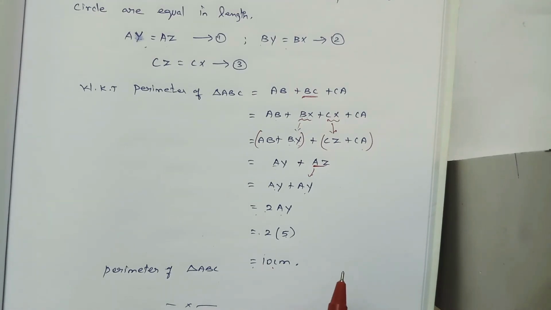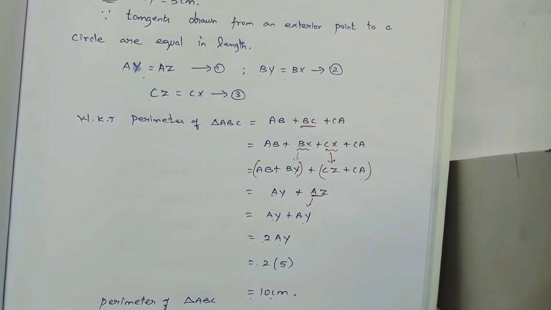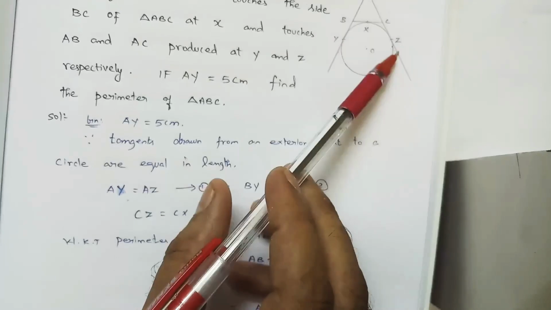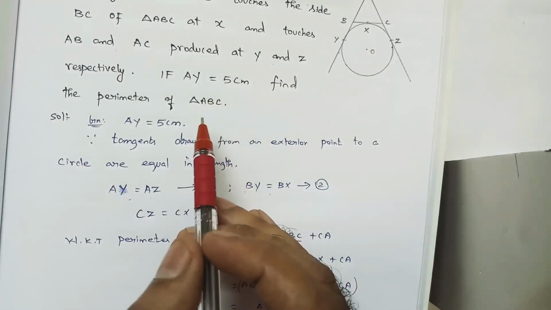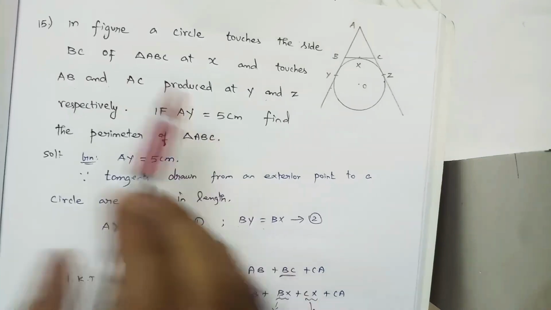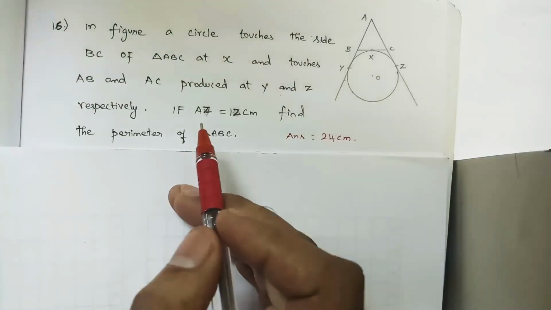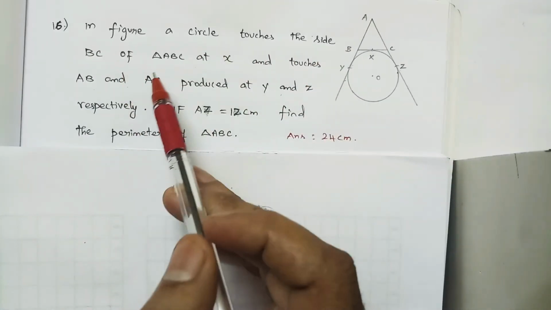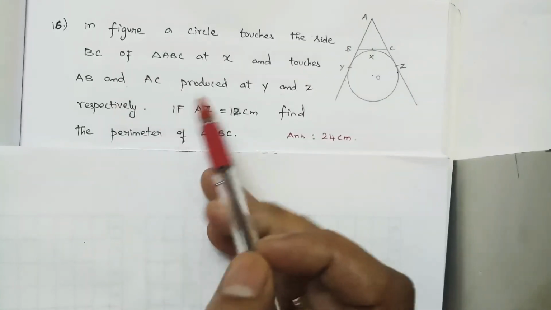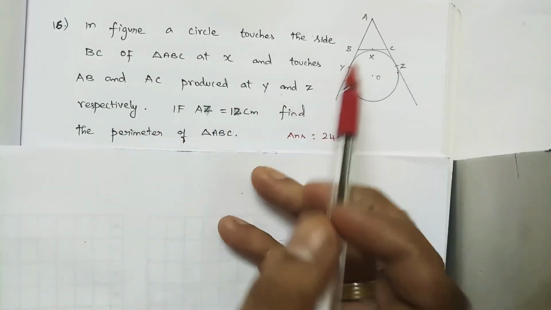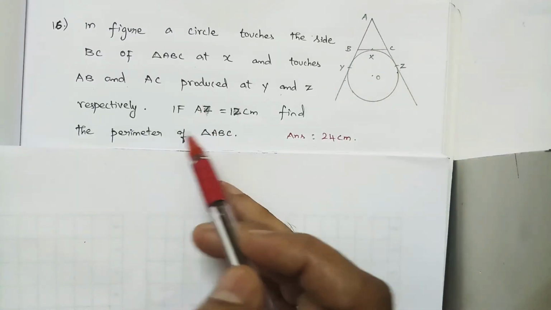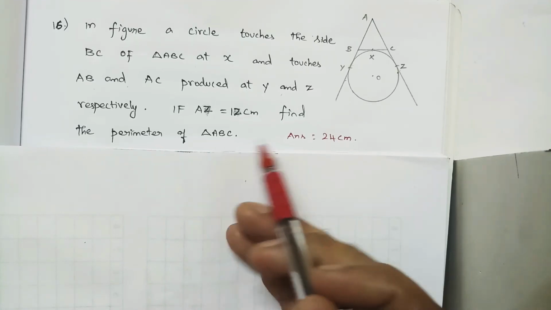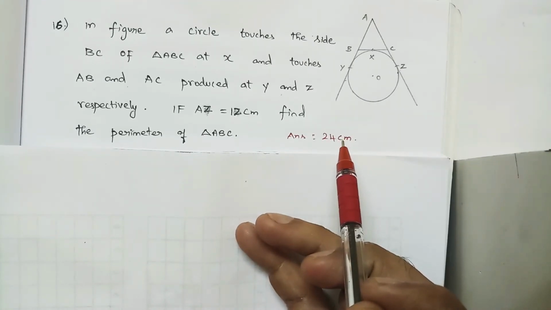Now a homework sum, the same model sum, with the same value alone, but instead of AY, AZ is equal to 12 centimeter. You can take it as homework. In sum number 16, a circle touches the side BC of triangle ABC at X and touches AB and AC produced at Y and Z respectively. If AZ is equal to 12 centimeter, find the perimeter of triangle ABC. The answer is 24 centimeter.